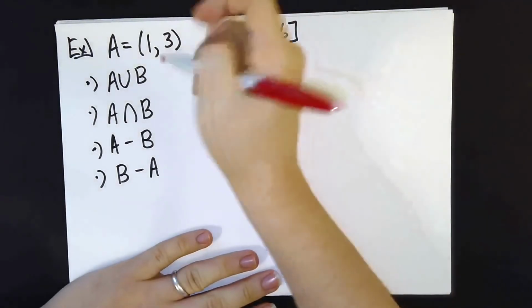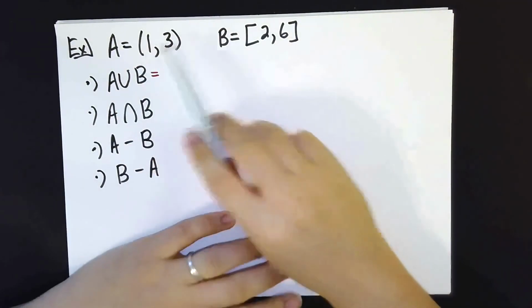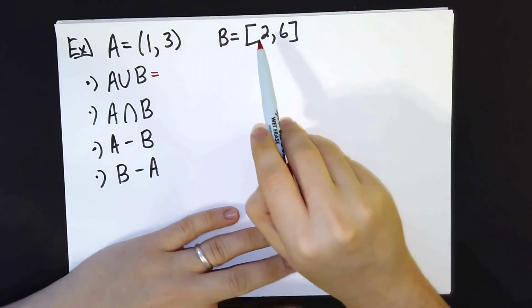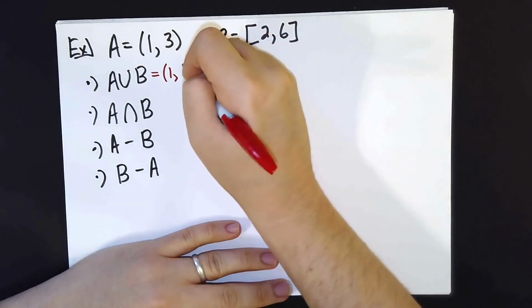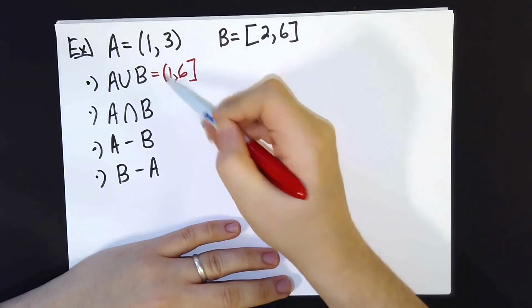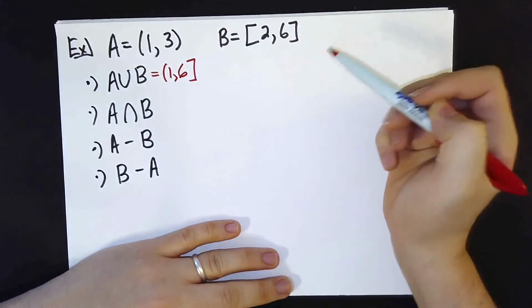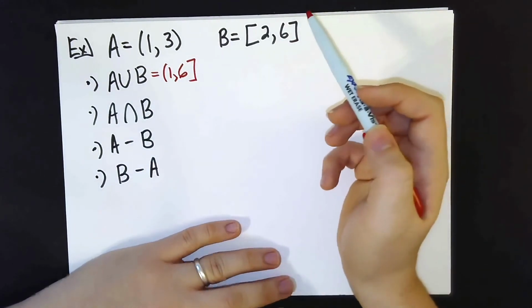Okay, so let's do this. What is A union B? Okay, this is all the numbers that are in either of these sets. So this is going to, in fact, be the interval from 1 to 6. The 1 has this piece of jewelry, and the 6 has this piece of jewelry, because the 6 actually is in the union, but the 1 is not in the union.